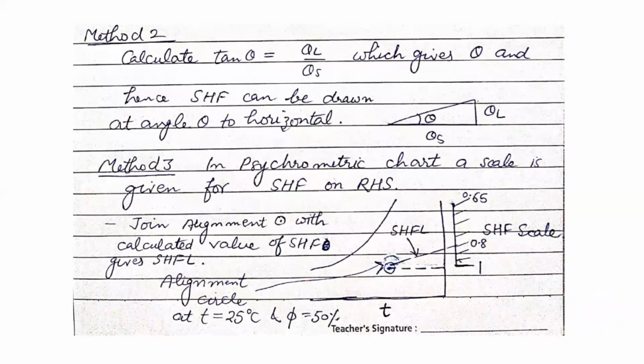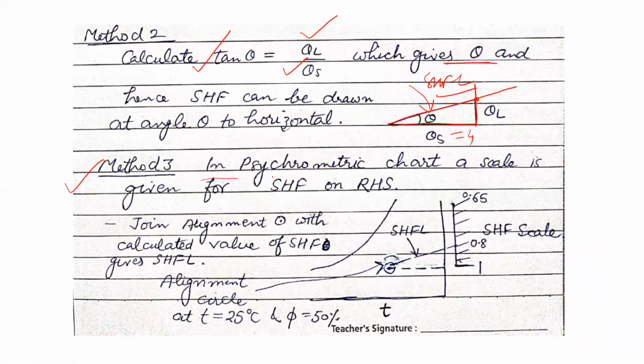The second method is, we can calculate the value of tangent theta if we know the values of QL and QS. Once the value of theta is known to us, we can draw QS, which is equal to 4 centimeters, then plot this particular line, and then plot this QL. Wherever it intersects, you get this line as the sensible heat factor line. That is another way of drawing it.